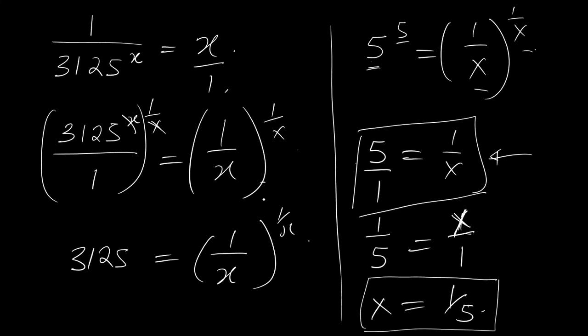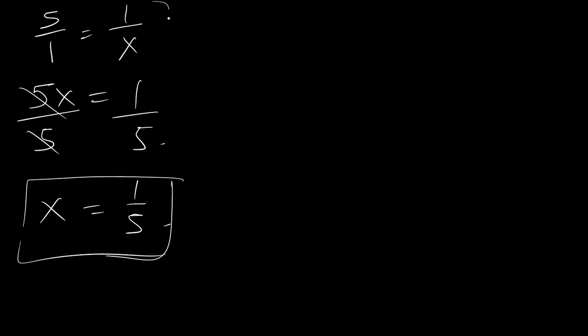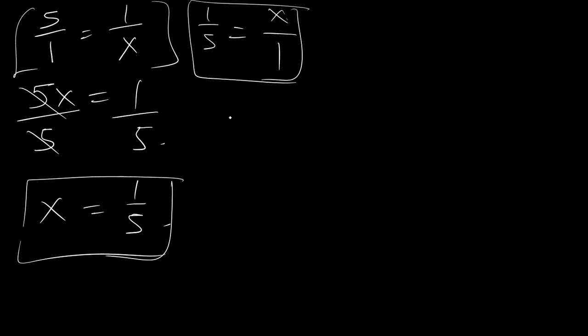Now let's say you have 5 all over 1 is equal to 1 all over x. If you cross multiply, you now have 5x equal to 1. So divide both sides by 5, you have x equal to 1 all over 5. So it is the same as just reversing this. If you reverse it, 1 all over 5 equals x all over 1, which now means that x is equal to 1 all over 5. So just the same thing.